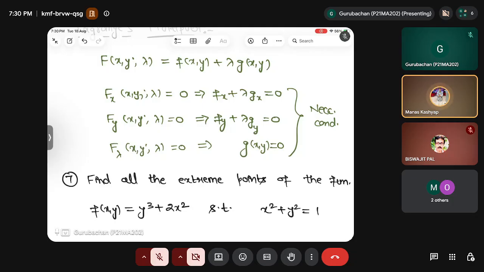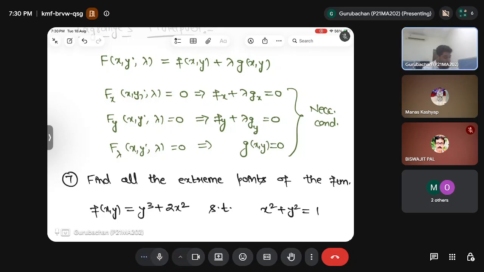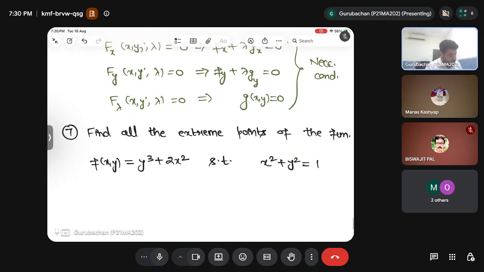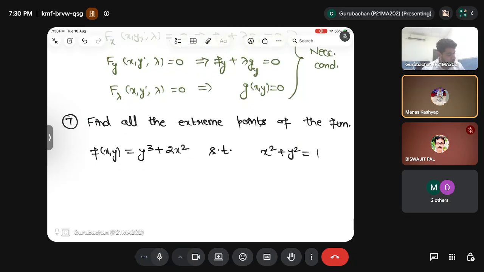So by that I'm getting, sir, plus minus 1 comma 0. And there is one more possibility, 0 comma plus minus 1. Yes, yes. Done it, okay.